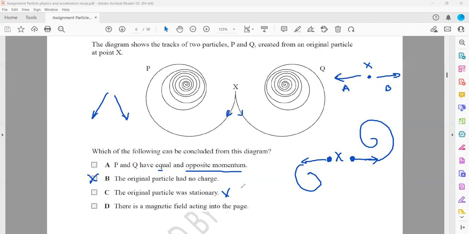And if there is a magnetic field acting on it, you cannot conclude anything unless you know the charge. If you know which one is positive and which one is negative, then only can you work out the direction of the magnetic field. Otherwise, you cannot work out the direction of the magnetic field.